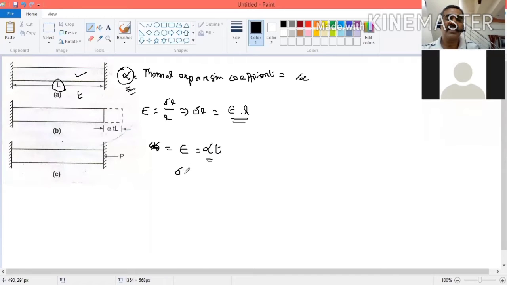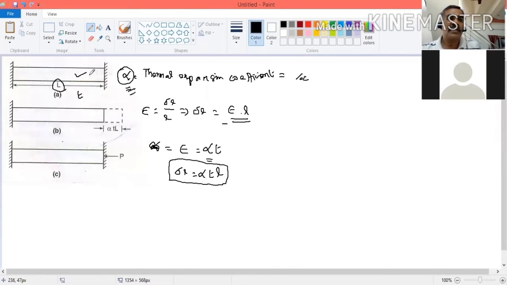Delta L. We have the equation: strain into length is equal to change in length. So strain alpha T into L. This will be the equation to find the change in length when a structure is subjected to a temperature rise.